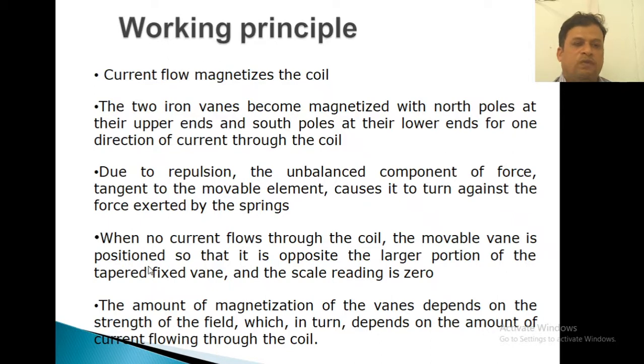When no current flows through the coil, the movable vane is positioned so that it is opposed to the larger portion of the tapered fixed vane, and the scale reading is 0. So if no current flows, the reading is 0.